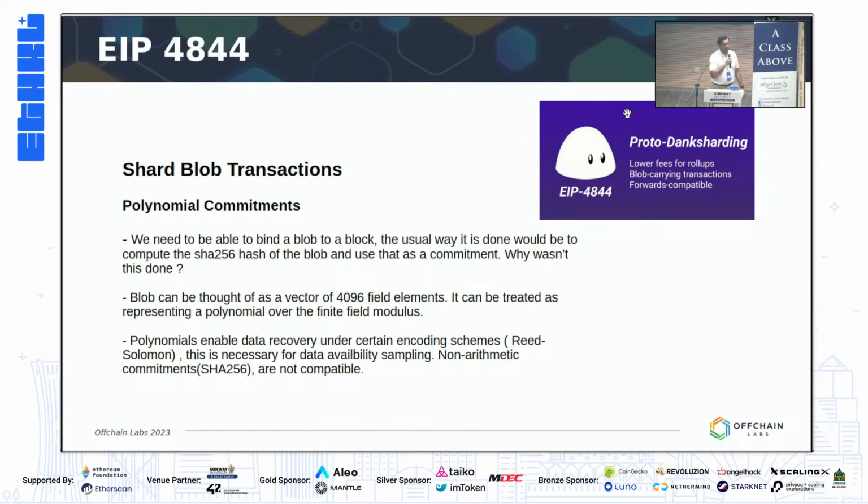So how do we attach blobs to blocks? We use what we call KZG commitments, which is a polynomial commitment scheme. Why do we use polynomial commitments rather than something very standard like SHA-256? The reason is that an arbitrary blob can be thought of as a vector of 4096 field elements. What this means is that any arbitrary blob can be represented as a polynomial. Having it represented as a polynomial enables recovery using certain encoding schemes like Reed-Solomon. This is a necessity for full danksharding. For data availability sampling, you will not have all the field elements available, and you would need to be able to recover them. For SHA-256, since it's a non-arithmetic commitment, you cannot use it to recover these missing data chunks.